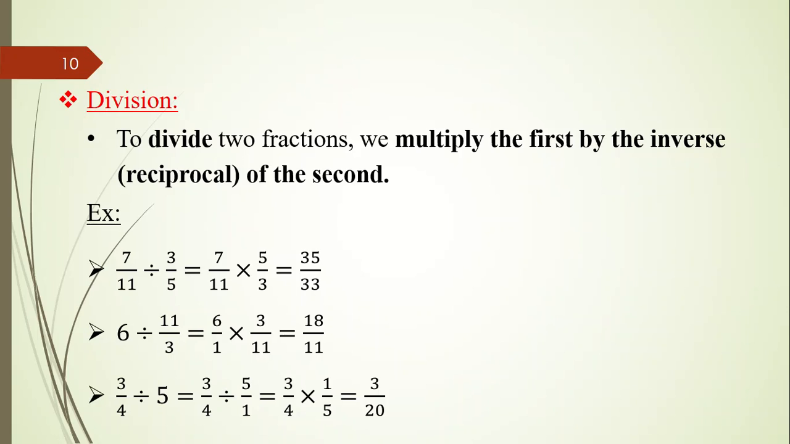Also here, instead of writing division, we write multiply, and we switch, or we inverse the second fraction. Instead of 5 over 1, we write 1 over 5. 3 times 1, it's equal to 3. 4 times 5, it's equal to 20.